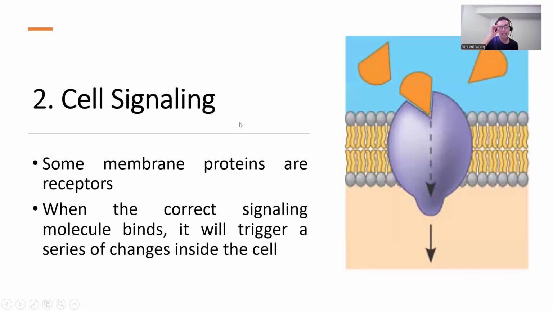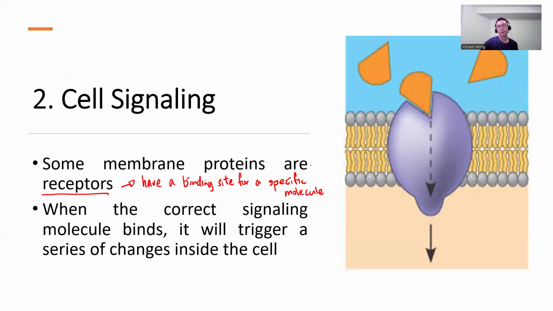Number 2, cell signaling. Some membrane proteins are receptors, right? And the function of a receptor is basically to relay a signal from outside of the cell to the inside of the cell. Each type of receptor would have a binding site for a specific molecule.